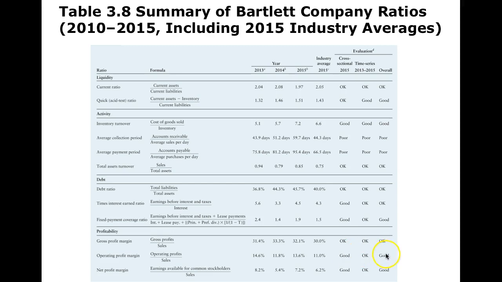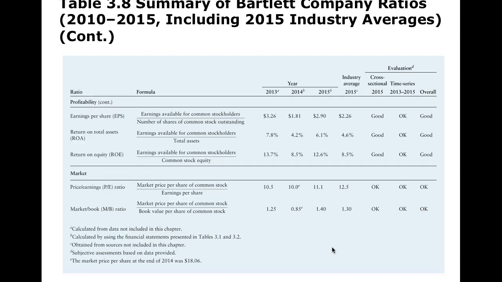In the time series, overall it's good. Net profit margins again went down and then up, but we're beating the industry. And we are improving, going up, so that's basically how we want to look at it. How are we doing through time, and how are we doing compared to the industry average?